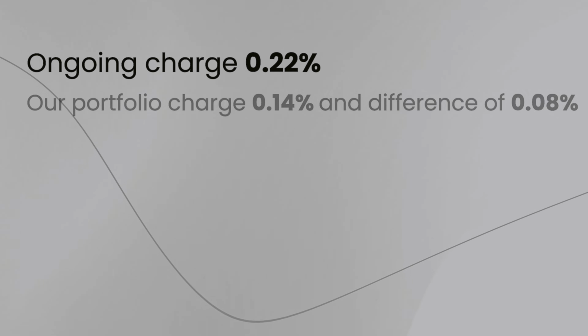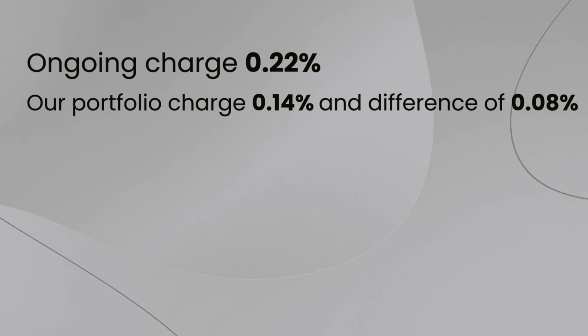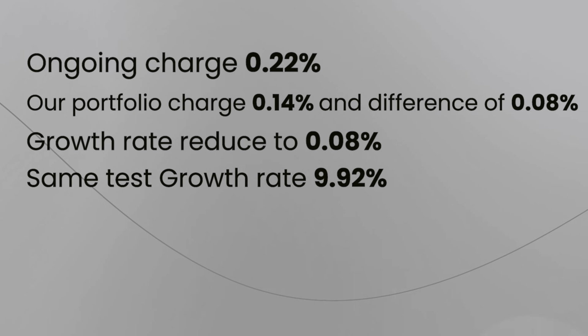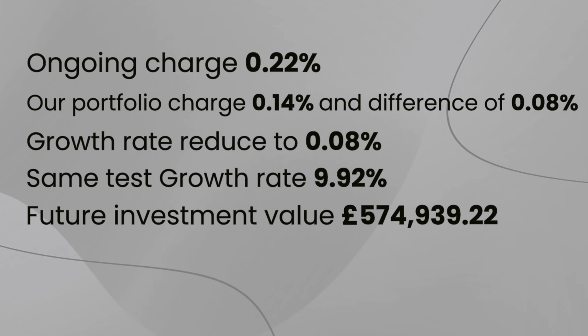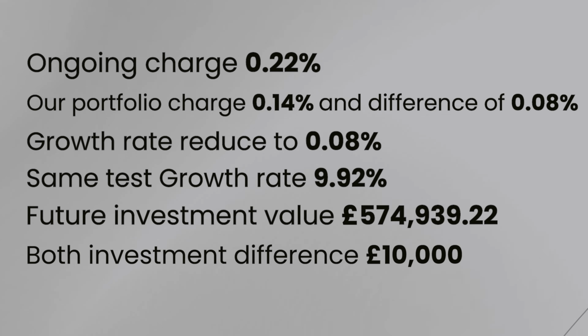Now, if we left this to compound, at the end of that period, we would have £584,959.38. Now, if we take the difference in ongoing charge from a typical global ETF, which is at 0.22%, and the ongoing charge that we've calculated for our portfolio, which is 0.14%, then there's a difference of 0.08%. So what I'm going to do to the growth rate is simply reduce this by 0.08%. Now, if we run the same test using a growth rate of 9.92%, we now get a future investment value of £574,939.22. That's £10,000 difference.